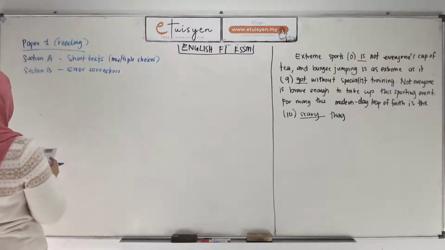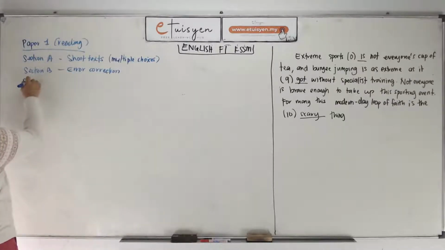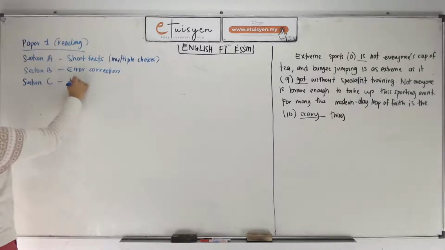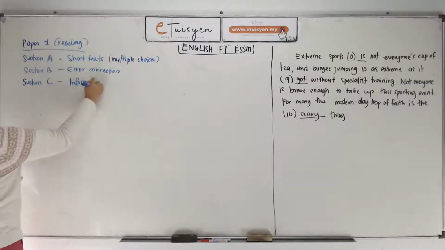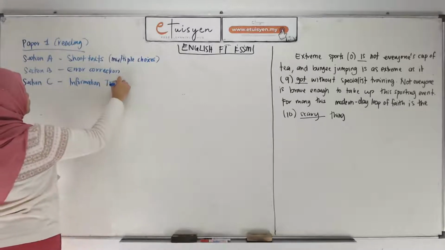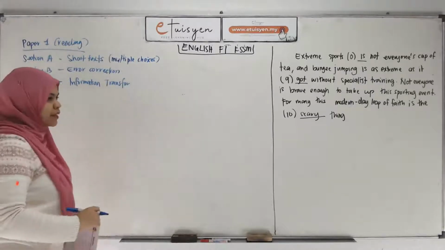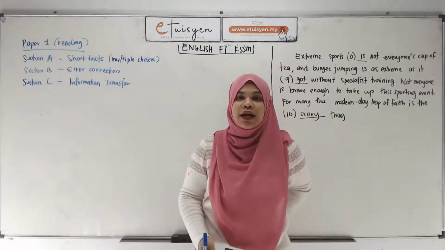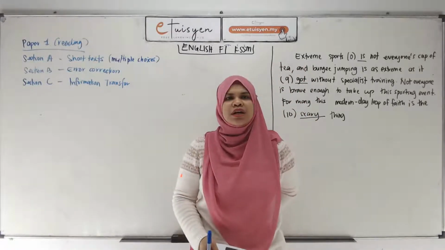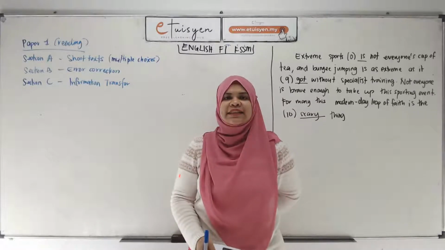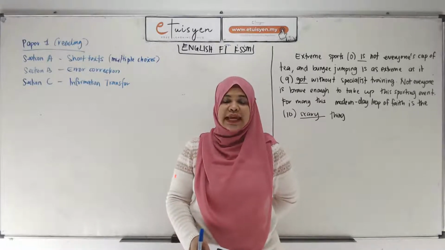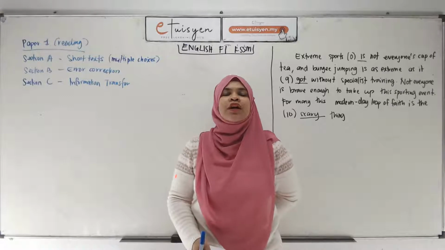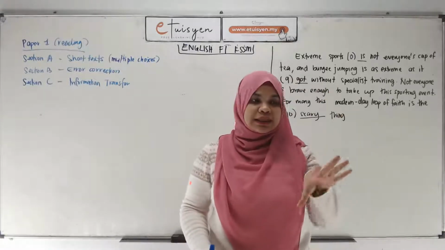Okay, so the third section, section C, adalah information transfer. Now, information transfer ni macam mana? It will give you text, ataupun dia akan bagi you articles, ataupun dia akan bagi you iklan ke, tapi lebih sikit lah dia punya texts dia, bagi banyak sikit information, so that you can transferkan.